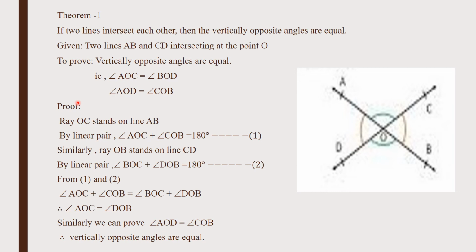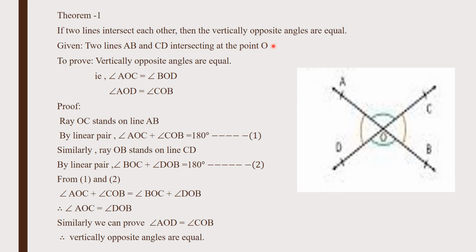So here, what is given in the statement? We are given two lines intersect each other. So we will write first, given two lines. We can name it AB and CD. So two lines intersect each other is written here. Two lines AB and CD intersecting at the point O.